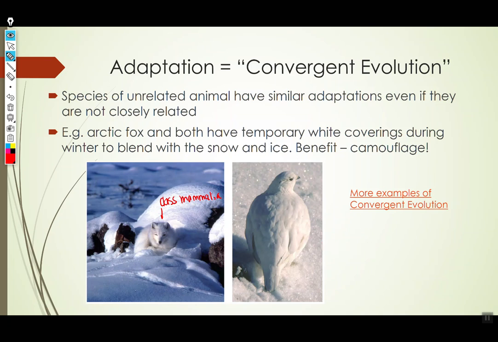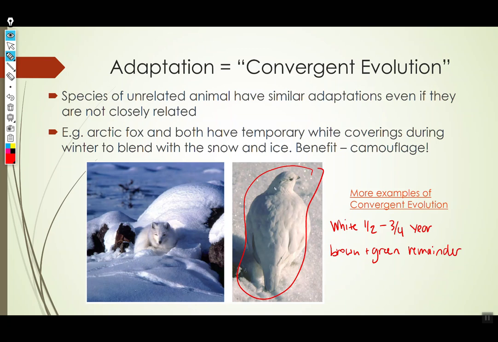So why are they both white during the winter and brown during the summer? Well, in the tundra where they live, it's white for half to three-fourths of the year, and it's brown and green for the remainder. So being a brown critter on a white background is bad. If you're a ptarmigan, it means that you are at higher risk for being eaten. And if you are an Arctic fox, it means that your potential prey, the ptarmigan, can see you.